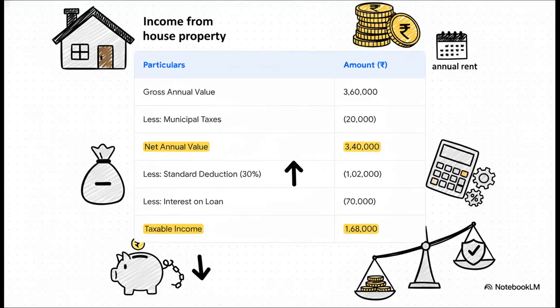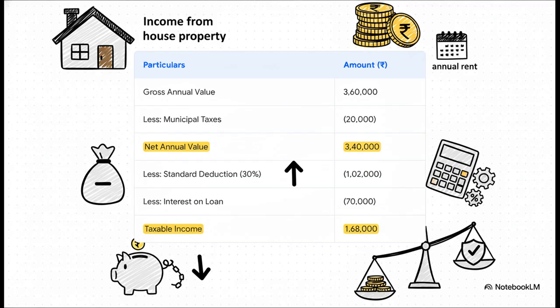Let's crunch the numbers together. His gross annual value is 30,000 times 12, which is 3,60,000. From that, we subtract the 20,000 in municipal taxes he paid. That gives us a net annual value of 3,40,000. Now for the deductions. First, the standard 30% deduction on the NAV, which works out to 1,02,000. Then, we subtract the full 70,000 he paid in loan interest. And there we have it. Mr. Sharma's final taxable income from this property is 1,68,000 rupees.